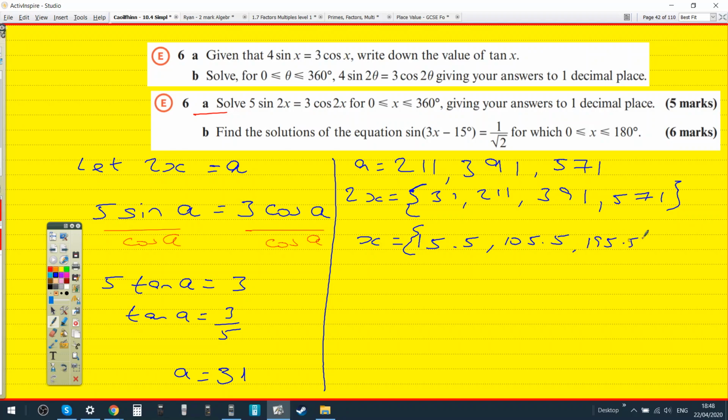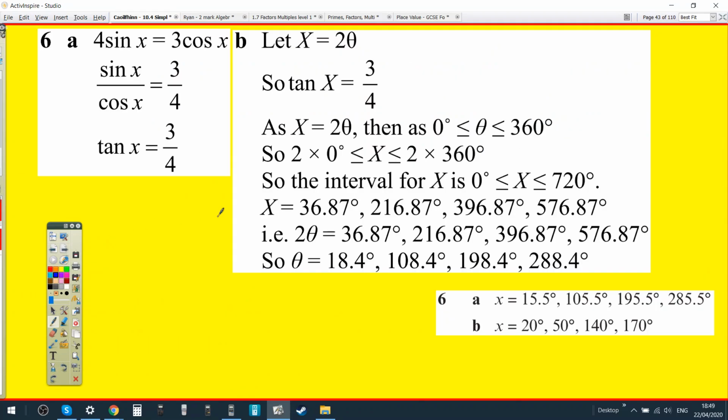195.5. Okay. And 285.5. Okay. I predict that at least some of these will be slightly wrong. My prediction might be wrong, and it's because technically what we should do is keep our working out to 5 sig fig, let's say our working out to 3 decimal places if our final one is to 1 decimal place. Let's see if I have led you astray.